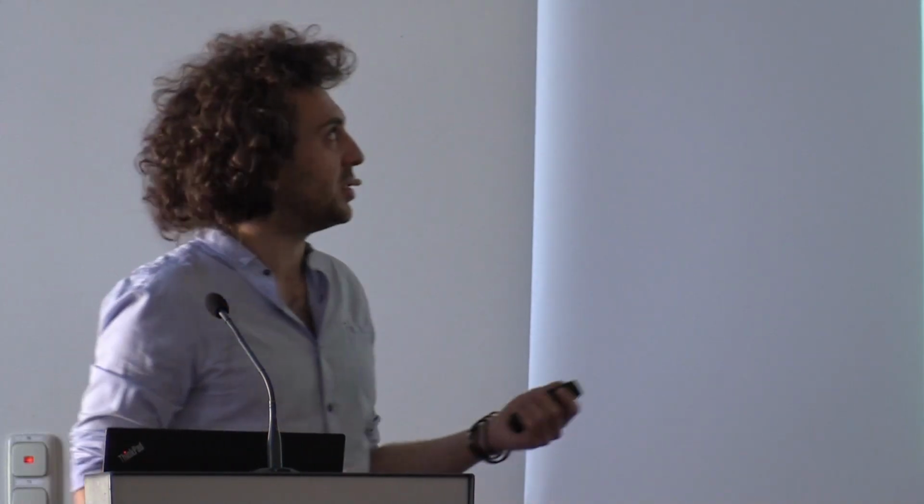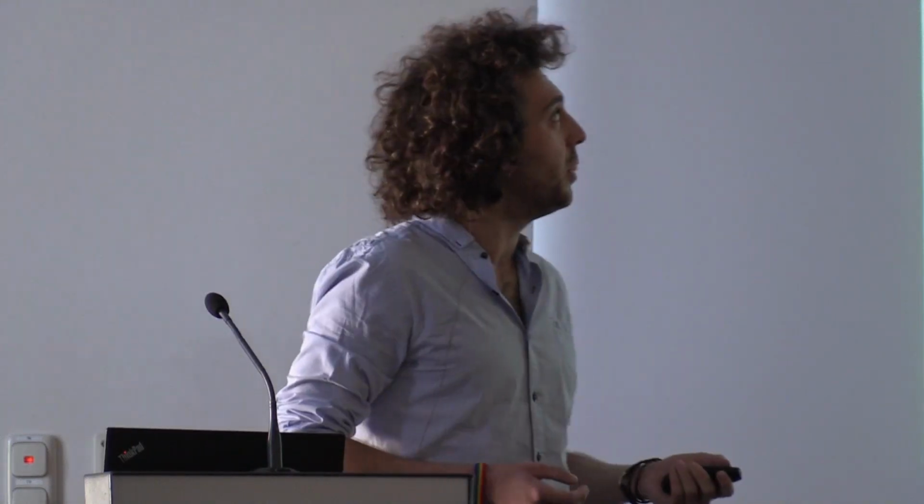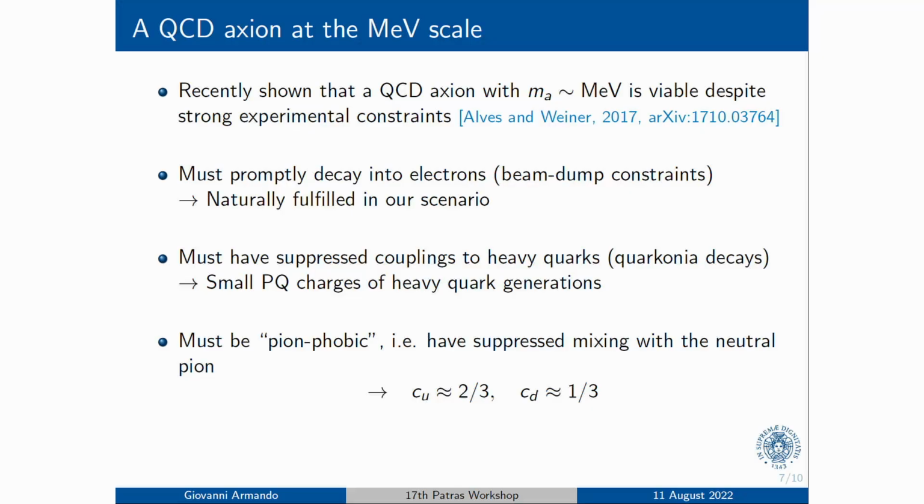However, this doesn't come without its downsides, in the sense that QCD axions in the MeV mass range have very strong experimental constraints. And that perhaps is the reason why people initially decided to shift to lighter axions. But recently, there's been this very nice paper that came out a few years ago that basically went through all of the main constraints that axions have to undergo, and essentially showed the specific requirements that axions must fulfill to be viable in this mass range.